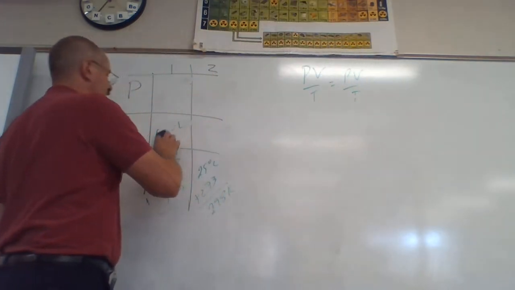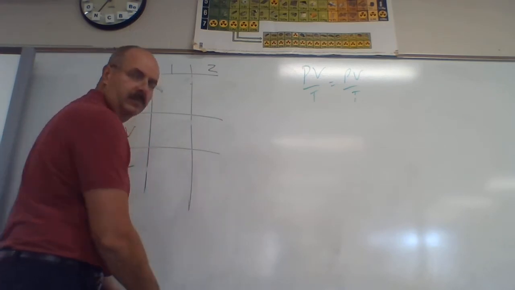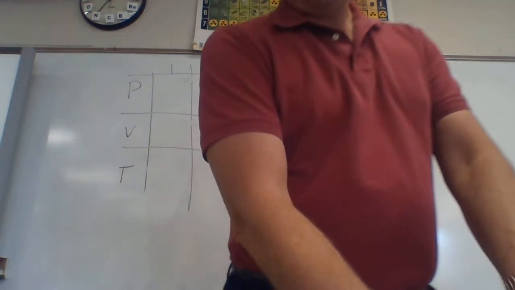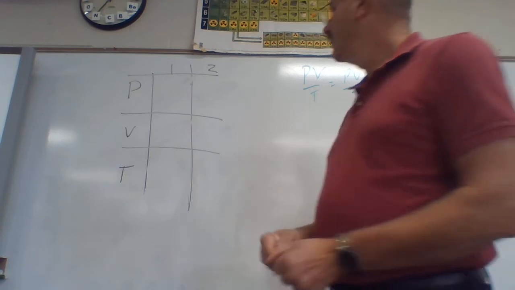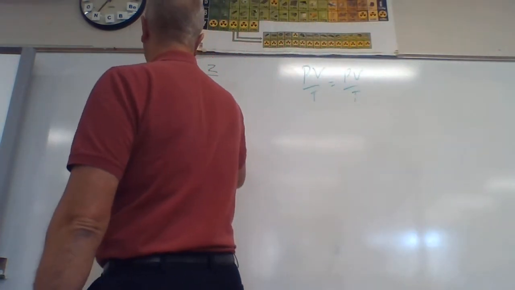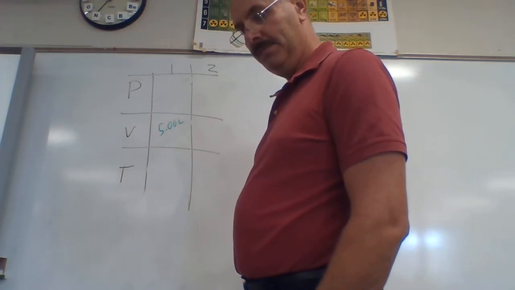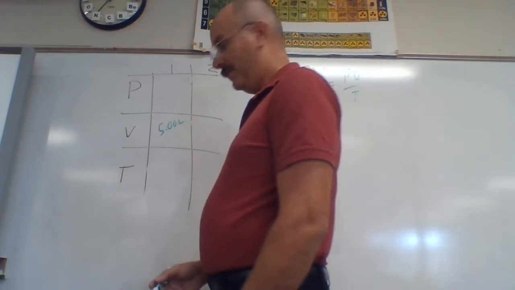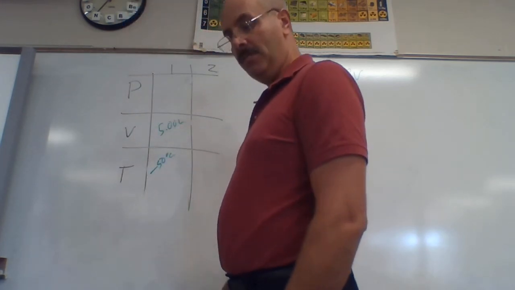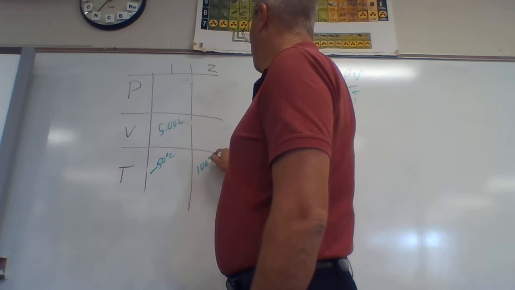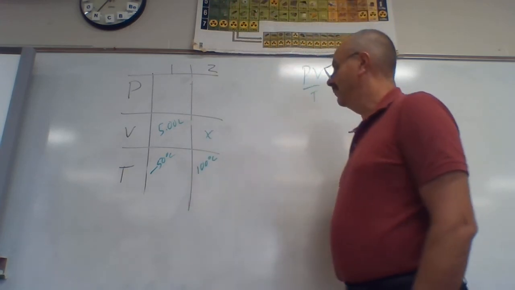All right, we'll erase all this stuff. All right, so we're on to the fourth one. Exactly 5 liters of air. So we got 5.00 liters of air at negative 50 degrees Celsius. It's warmed up to 100 degrees Celsius. What's the new volume? So we want to find out the new volume.